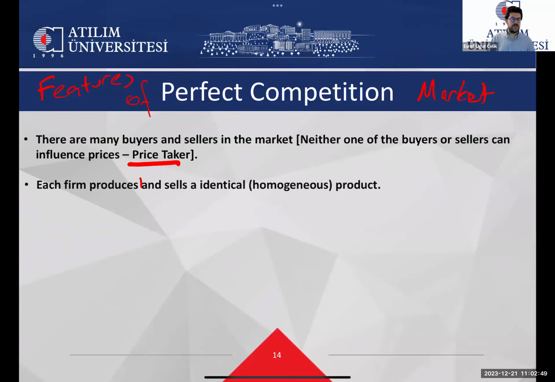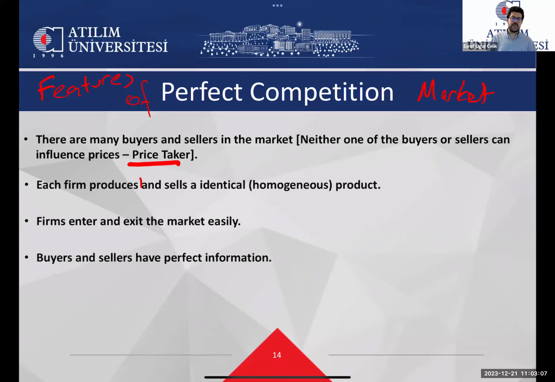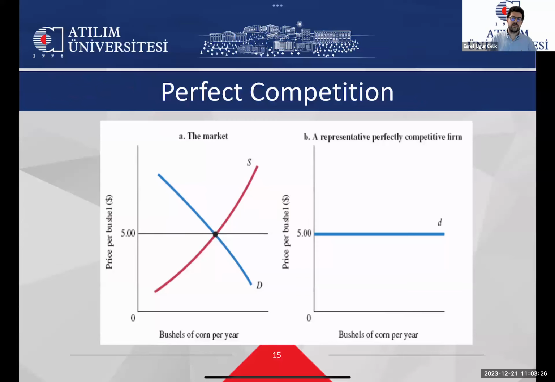Let's come to the second feature. And firms produce and sell the homogeneous or identical product. Firms can exit and enter market easily. Buyers and sellers have perfect information. These are the features of perfect competition. Okay. I'm not gonna give the whole detail, but if you don't have a notes, please take from your friends.